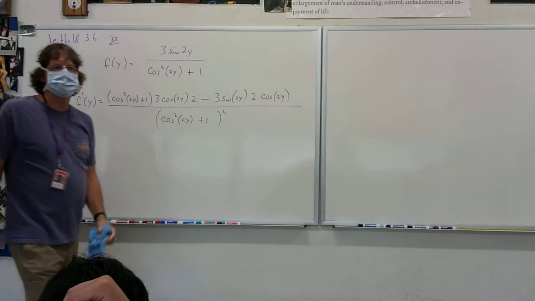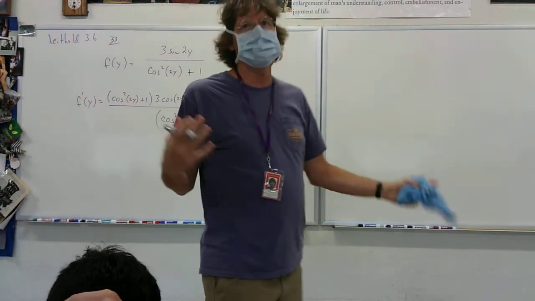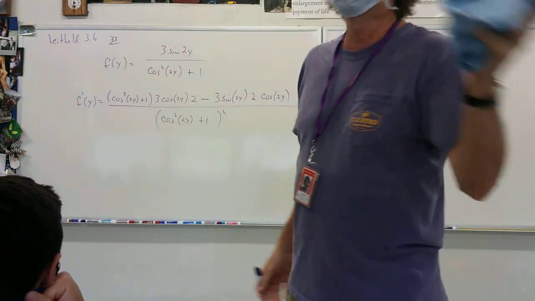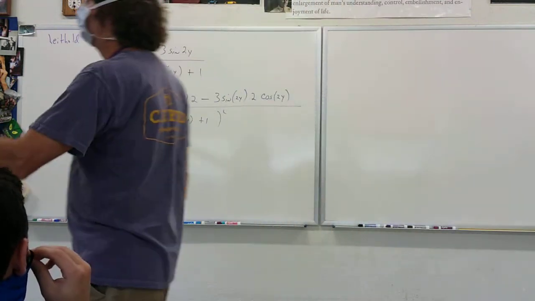And what is the derivative of cosine u? Everyone say it. Derivative of cosine u is? Negative sine u. Everyone say it.